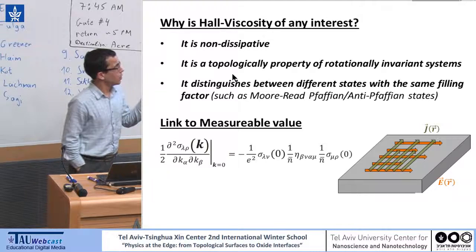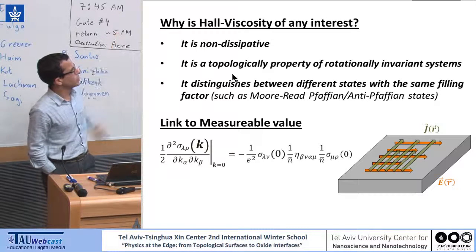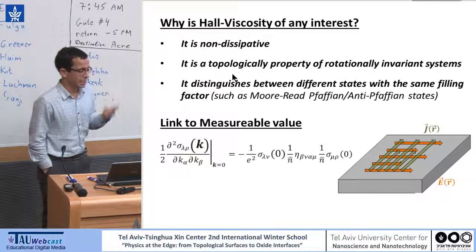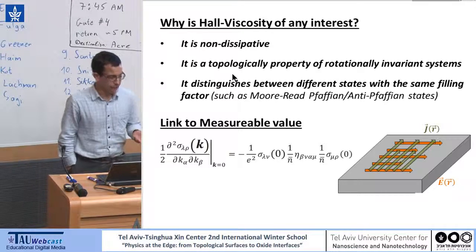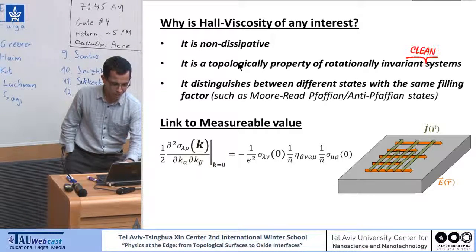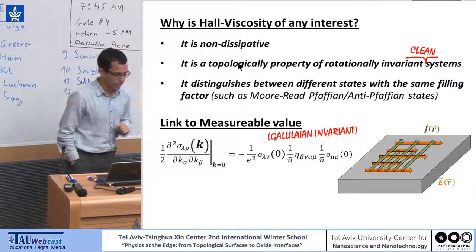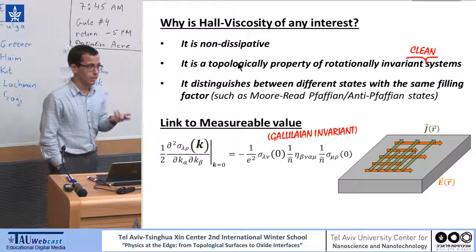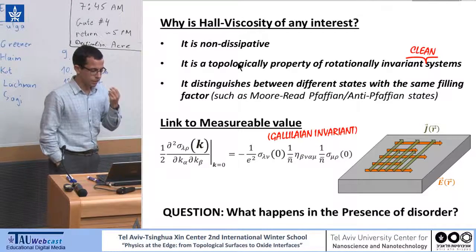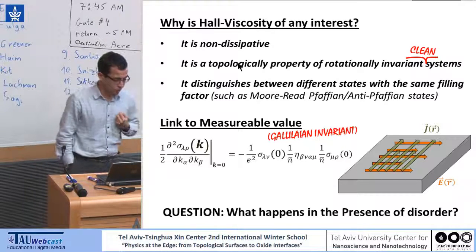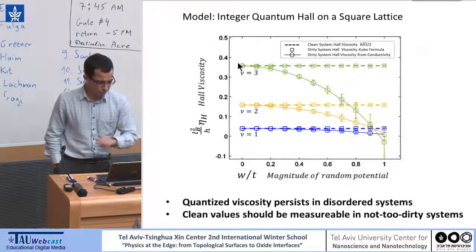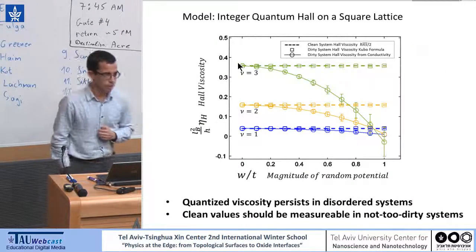Now, this seems fairly straightforward. However, many questions are still open. Specifically, Hall viscosity has only been shown to be topologically protected in clean systems, and it's only been linked to conductivity in Galilean invariant systems, which, among other things, require the system to be clean. So if we want to measure this in the lab, we need to ask ourselves what happens in the presence of disorder. Will it still be topologically protected, and will it still be linked to the measurable value? In order to answer these questions, we looked at a numerical model.